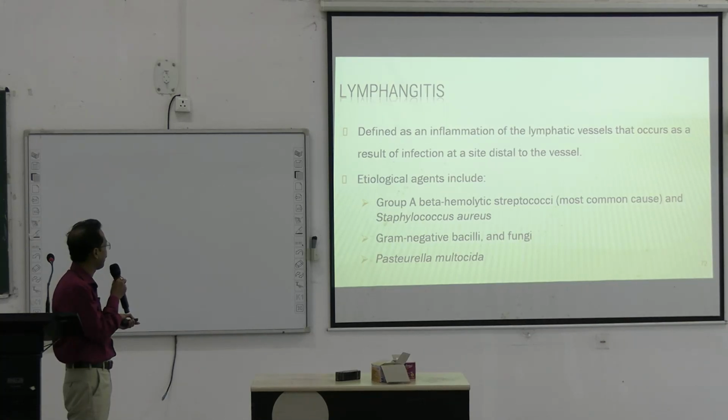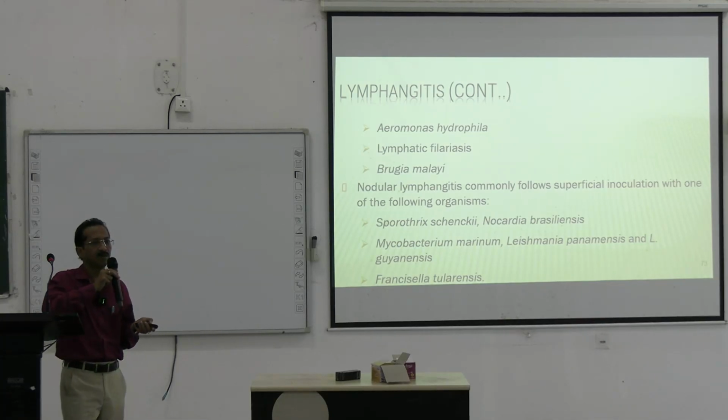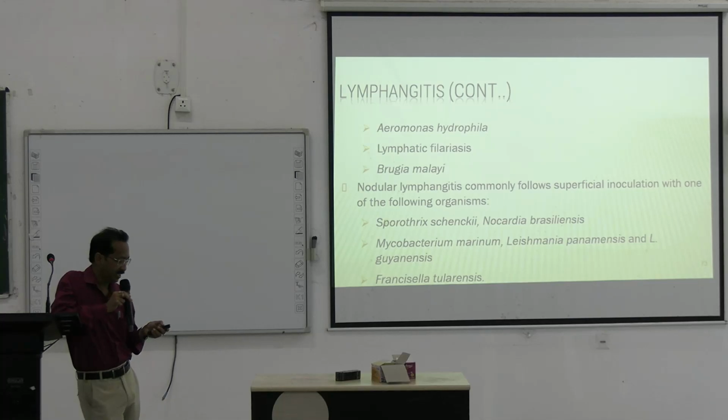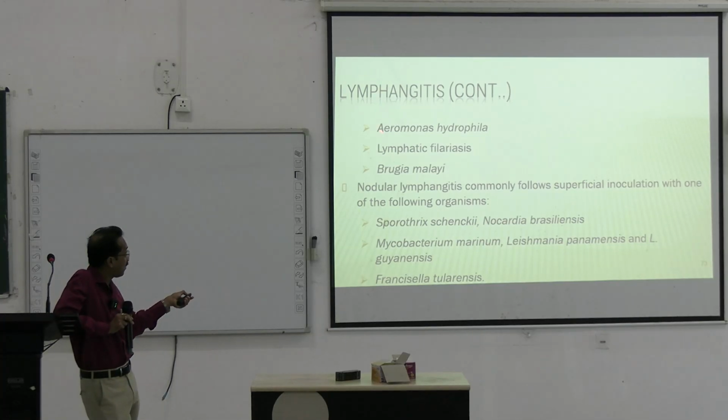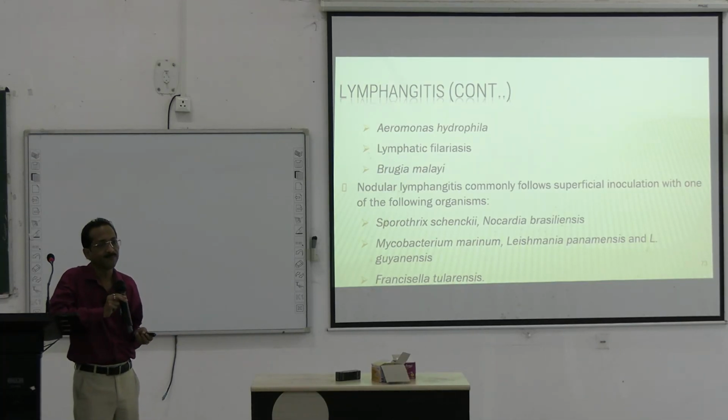Lymphangitis: group A beta hemolytic streptococcus, Staph, and most commonly lymphatic filariasis, Brugia and Wuchereria bancrofti. Bacterial diagnosis I have already covered. How will you diagnose the lymphangitis of filariasis? Wuchereria bancrofti, Brugia malayi. How will you diagnose, what sample is to be taken?